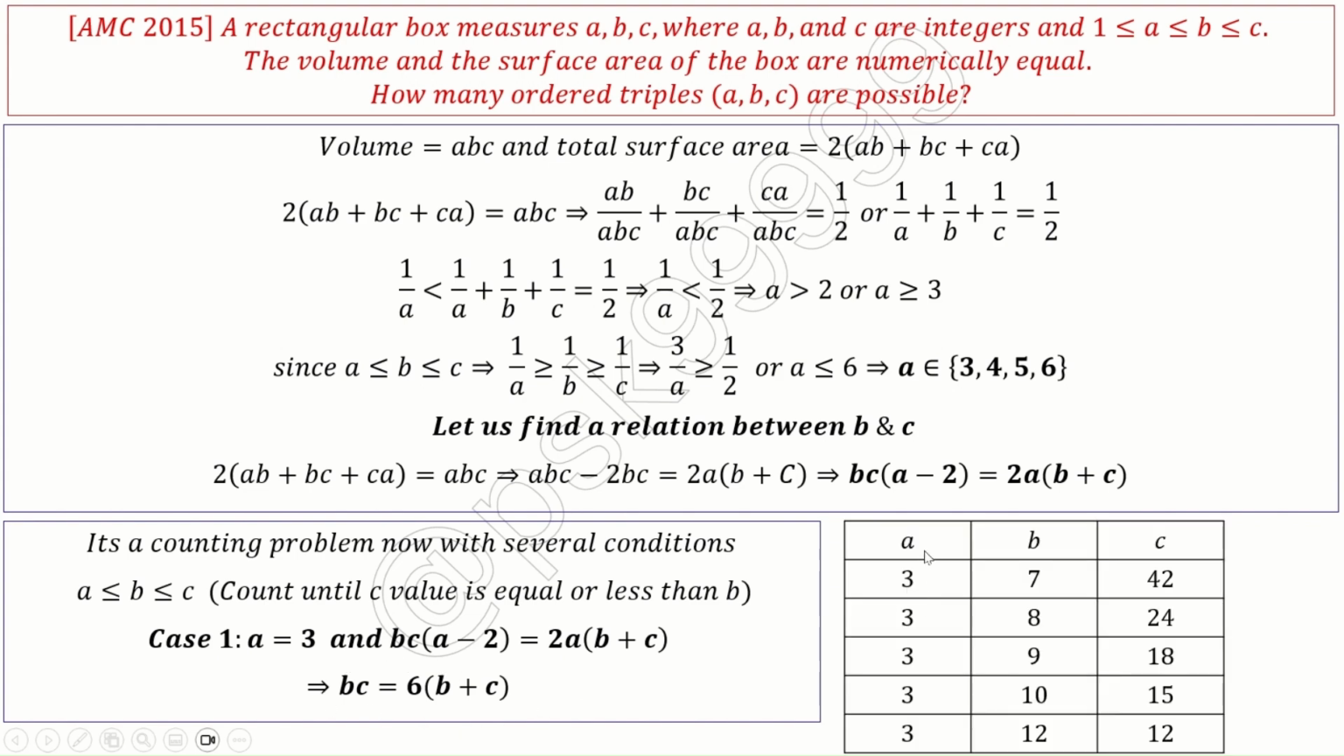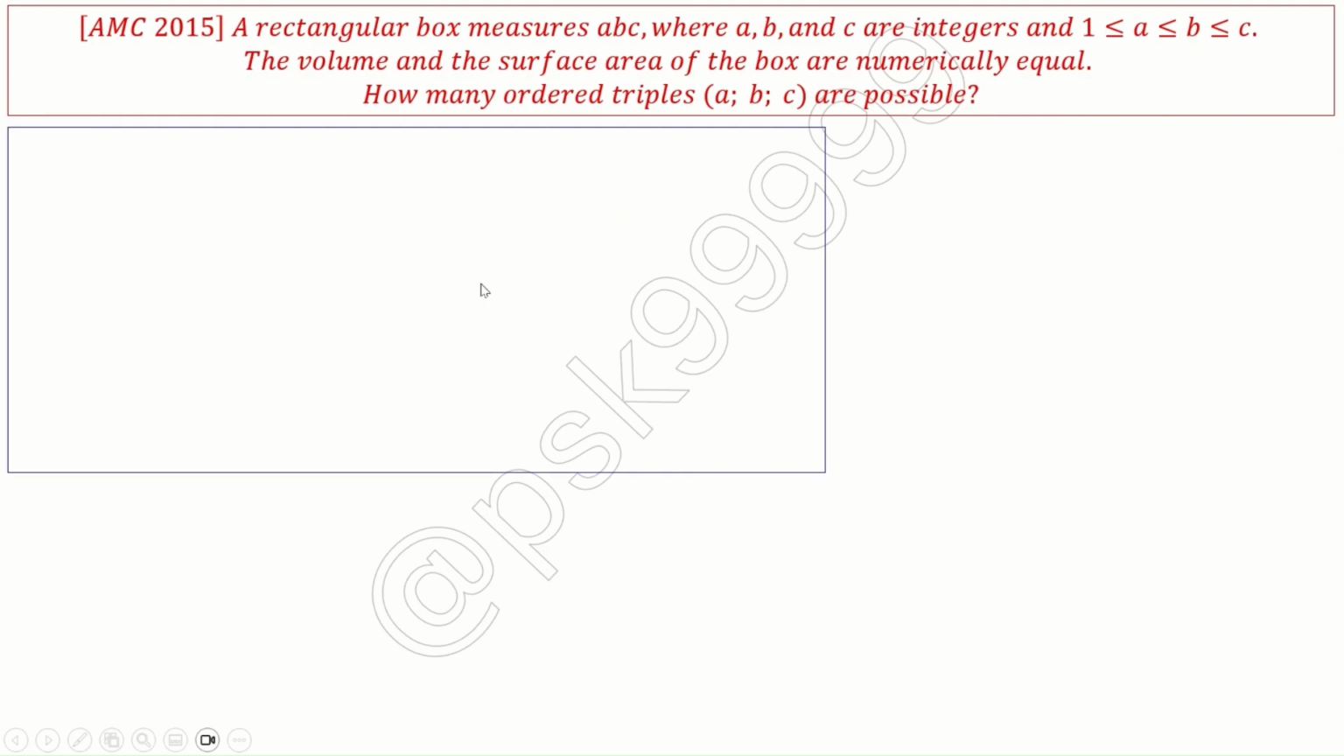So build a table. A is 3, B and C. B you start from 4 onwards, or 3 onwards, you can start actually. You check at B equal to 7, 8, 9, 10 and 12, you get a C value which satisfies this equation. That is 42, 24, 18, 15 and 12. So there are total 5 entries in this. Okay. For A equal to 3, there are 5 entries possible. Okay. Exactly the same way, same equation, you take case A equal to 4.